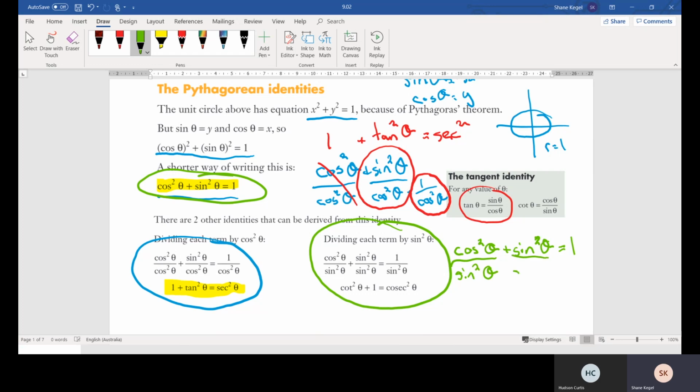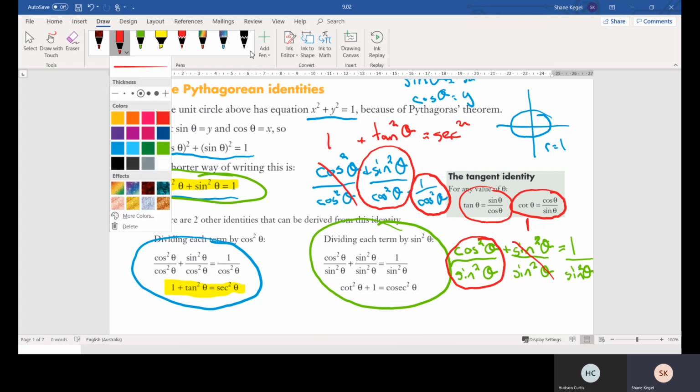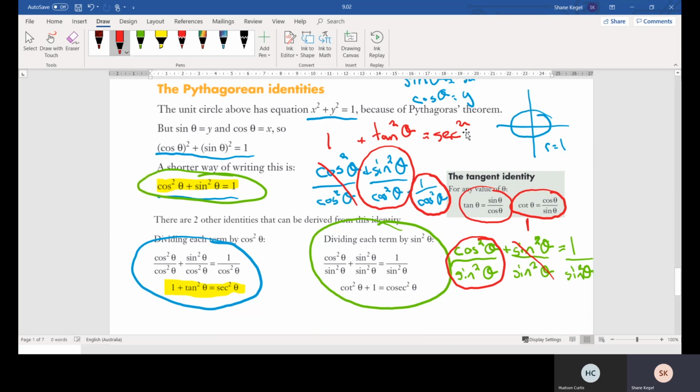Divide this term by sine squared, divide this term by sine squared, divide sine squared theta. Okay, so looking again, sine squared theta over sine squared theta equals 1. Cos over sine, back to my tan identities, is the cot identity. So cot is cos over sine, so cos squared over sine squared must be cot squared. So I would replace this with cot squared theta.